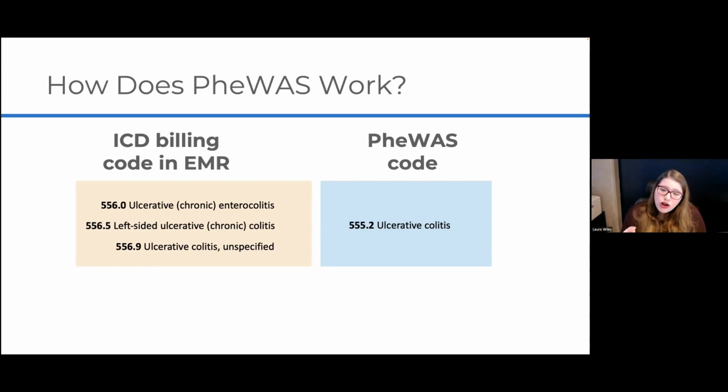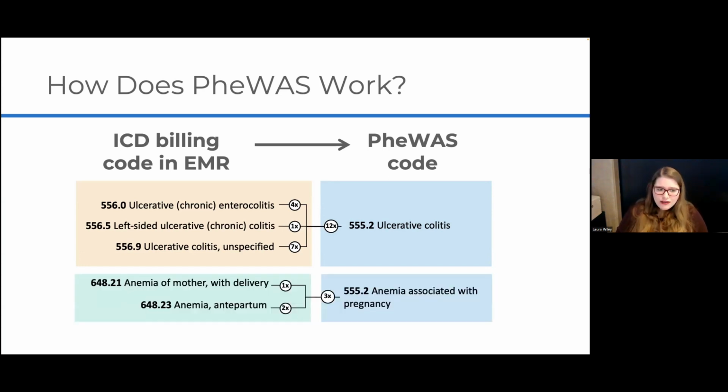The thing that PheWAS does take into account is recognizing that some of these codes aren't as good as others. And so you can do some numeric thresholds. You need to have 2 or more codes or 3 or more codes. And so you can imagine any individual patient, this patient might have 4 instances of 556.0, 1 of 556.5, and 7 of that unspecified code. And so when I roll all those up into the single Phe code, I've got 12 instances of that particular Phe code. And you can do that with the next trait. So anemia in the mother, anemia associated with pregnancy, so on and so forth.